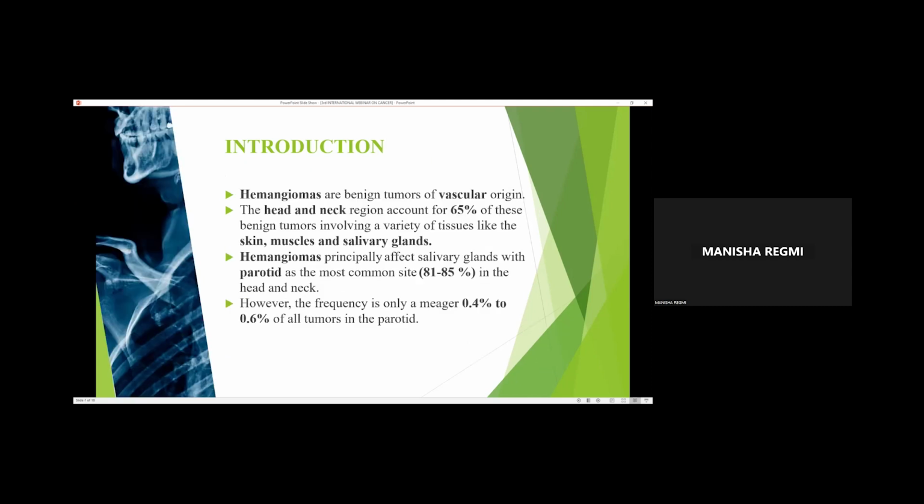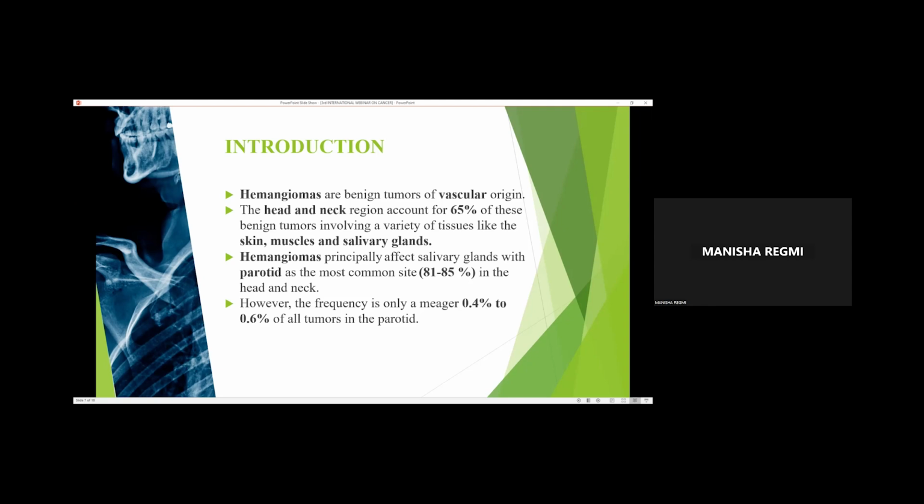So let's start with what is hemangioma. Hemangiomas are benign tumors of vascular origin. The head and neck region accounts for 65% of these benign tumors, involving a variety of tissues like the skin, the muscles, and the salivary glands. So we are concerned here with the salivary glands in this patient.